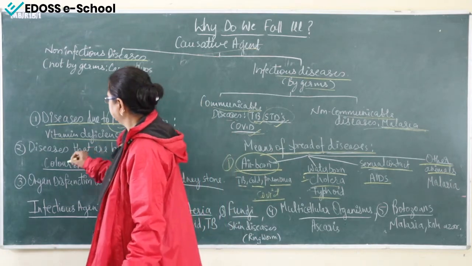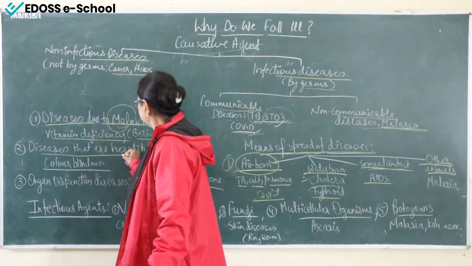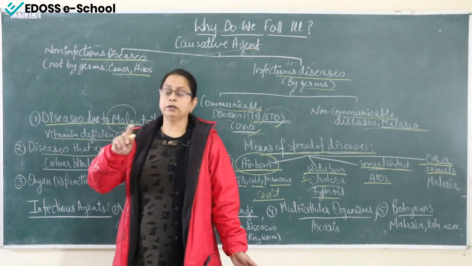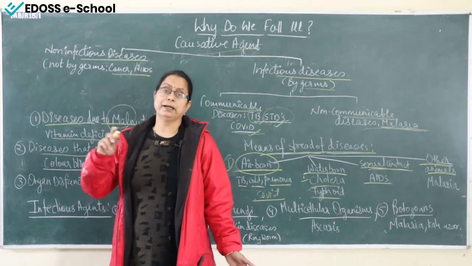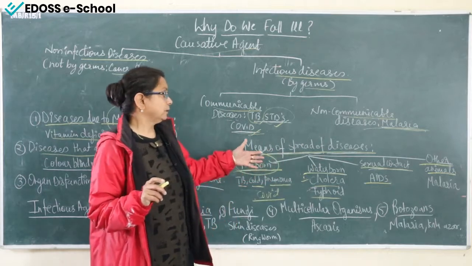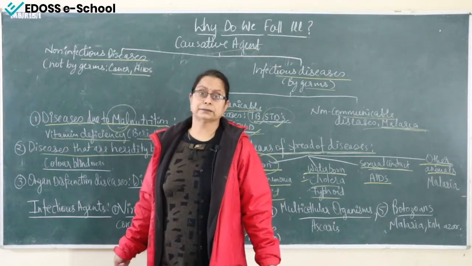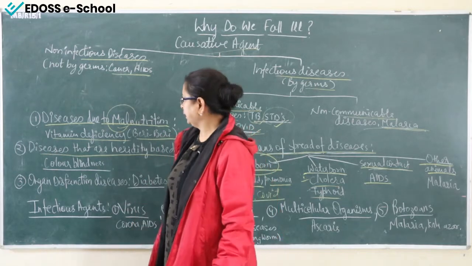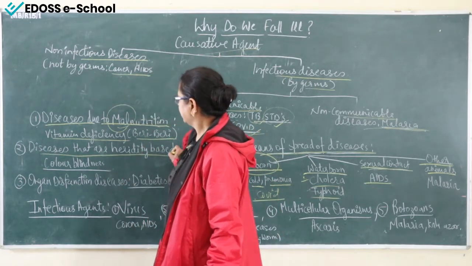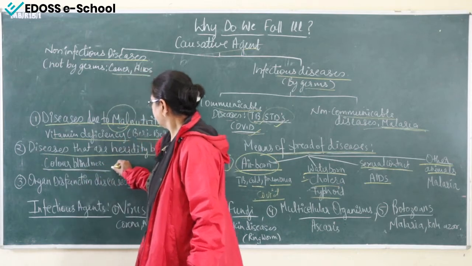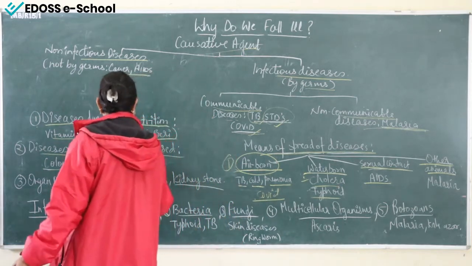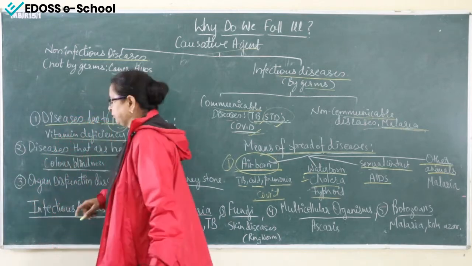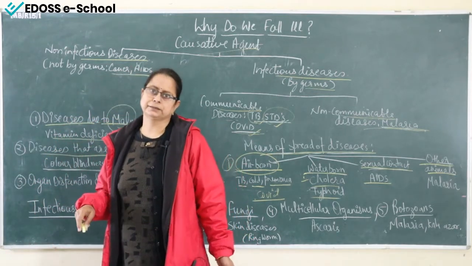Another category, diseases that are heredity based. That is not by any agent, not by any such means. That is through our parents, that we get from the parents, that are hereditary diseases like color blindness and to some extent diabetes also. Diabetes also we can say is a hereditary disease.